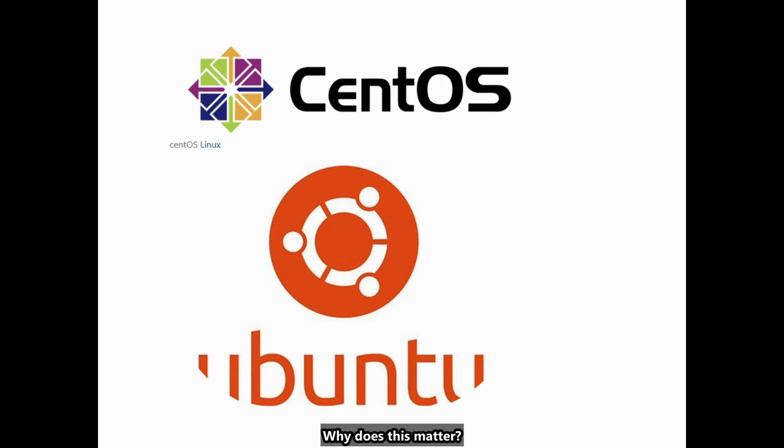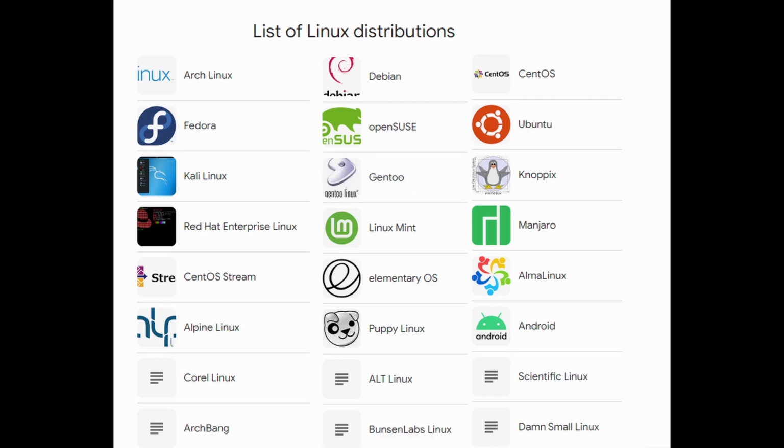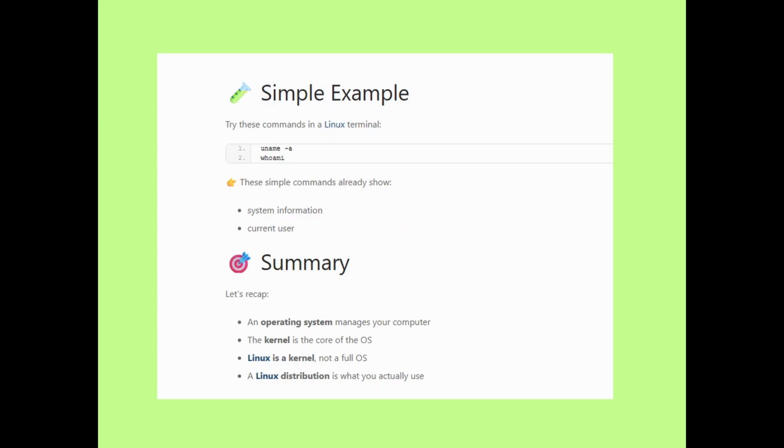Why does this matter? Because understanding this structure helps you understand how systems really work. If something goes wrong, the problem is usually between the application, the kernel, and the hardware. So let's summarize: an operating system manages your computer. The kernel is the core of the OS. The kernel connects software and hardware. Linux is a kernel. And a Linux distribution is what you actually use.